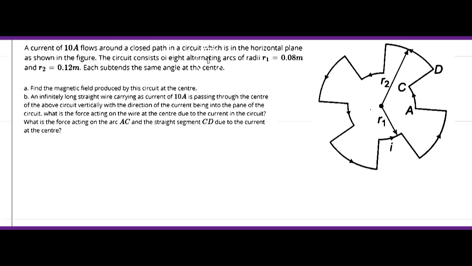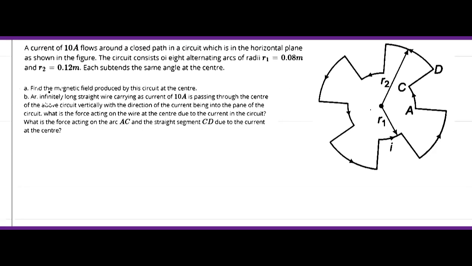The circuit consists of 8 alternating arcs of radius R1 equals 0.08 meter and R2 equals 0.12 meter. So this is the smaller arc, at a radius or distance of 0.08 meters, and the bigger arc is at a radius or distance of 0.12 meter, and they are subtending the same angle at the center.